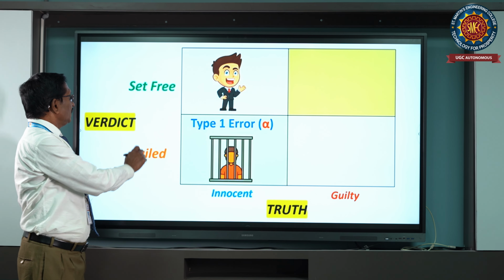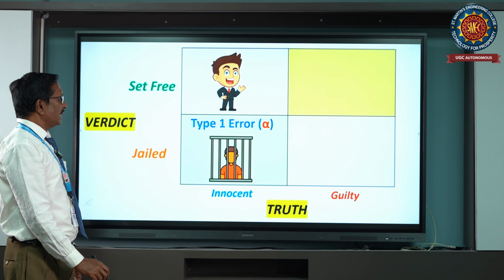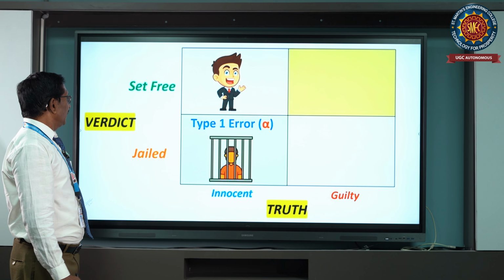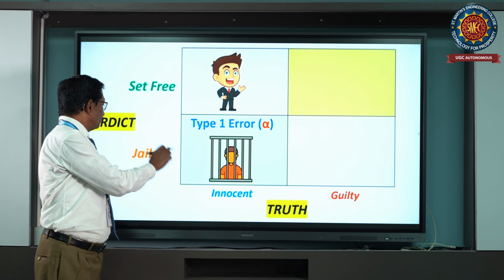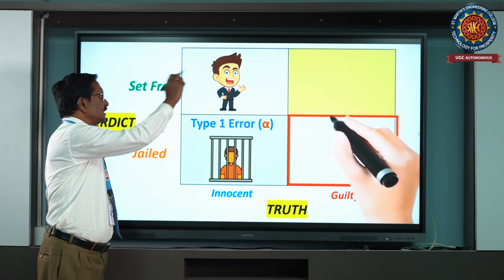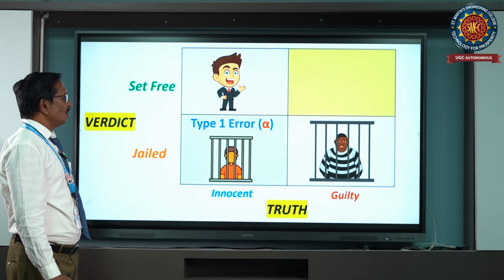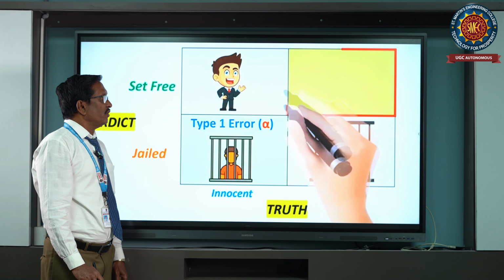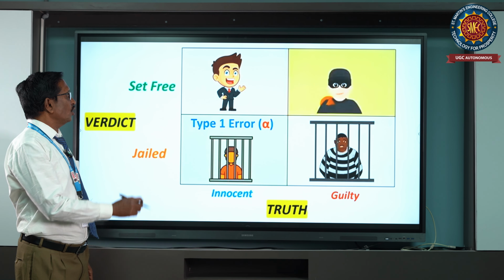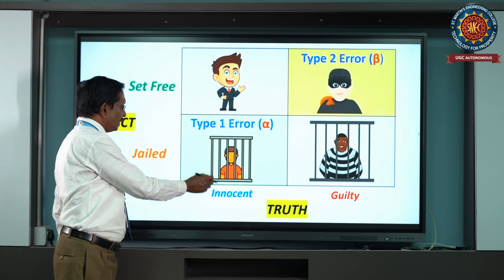Second, if a guilty person is in jail, that is a correct decision. And if a guilty person is set free, that is a type 2 error. So type 2 error means we accept the null hypothesis when it is false. Type 2 error is generated by beta.